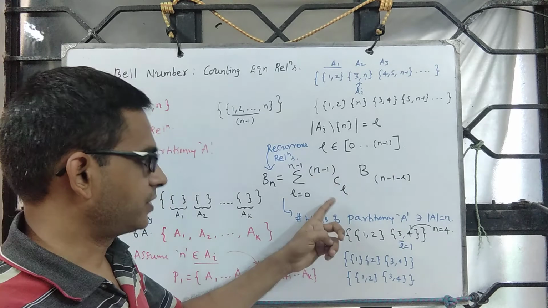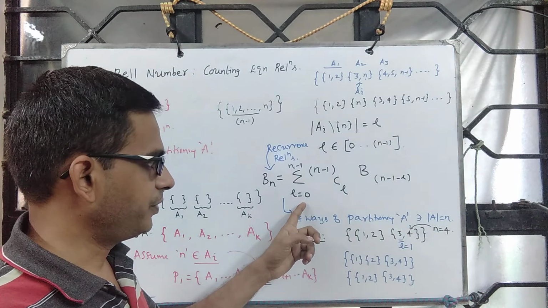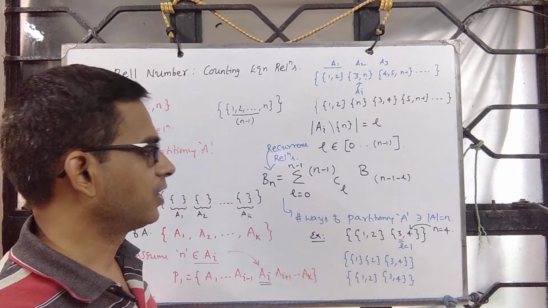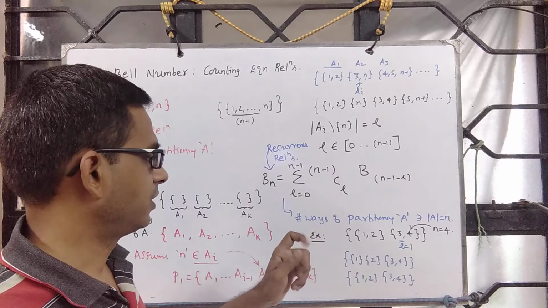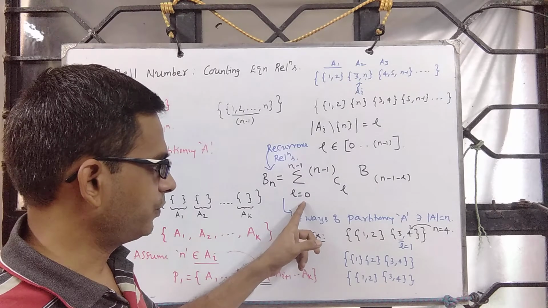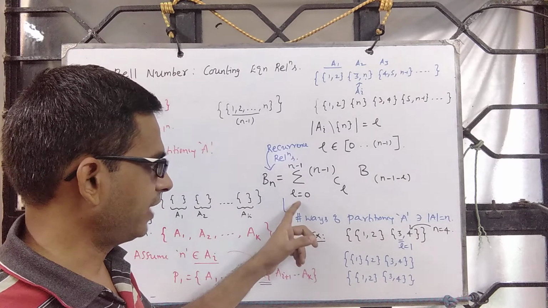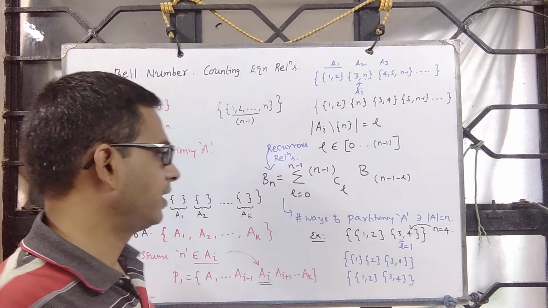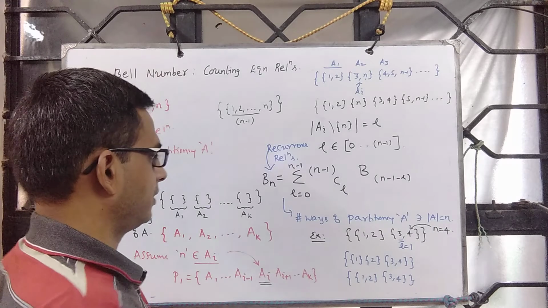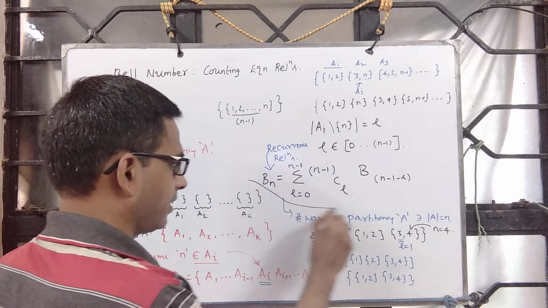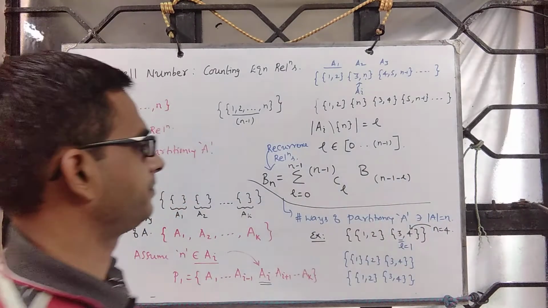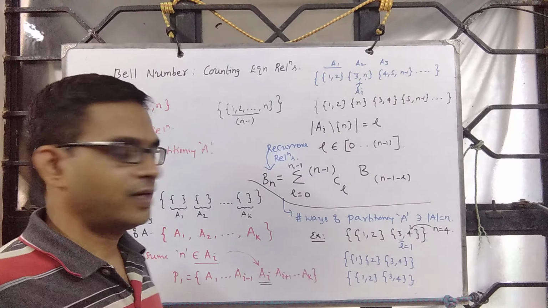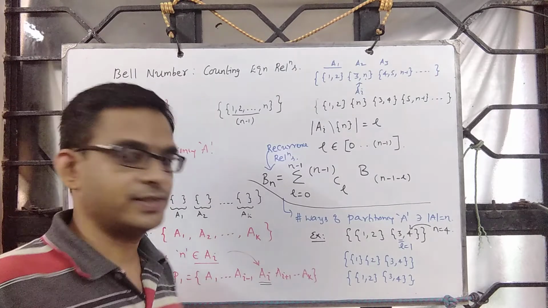Now L has a range. Depending upon the value it takes, you get that many partitions contributed by this expression. So when L takes the value 0, you get one count. When L takes the value 1, you get one count. And one has to sum up all of that to get Bn. So this is precisely the Bell number. One can verify for smaller values, which we shall do next.